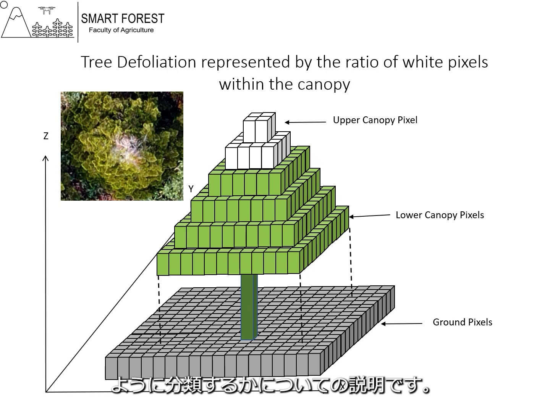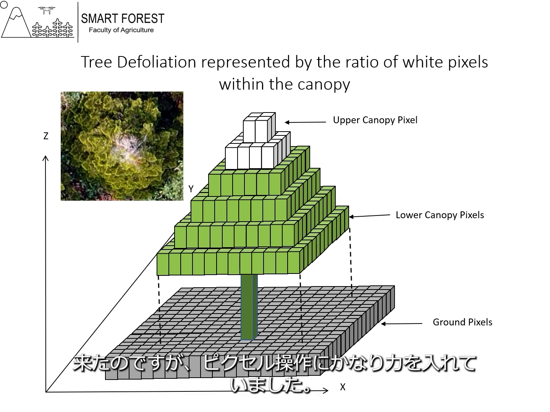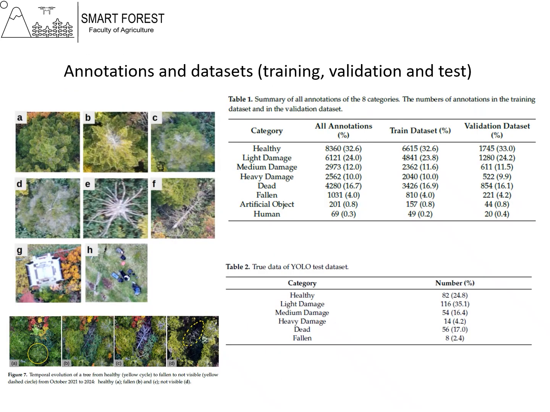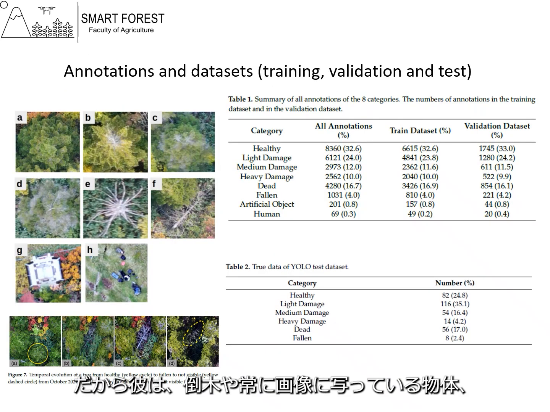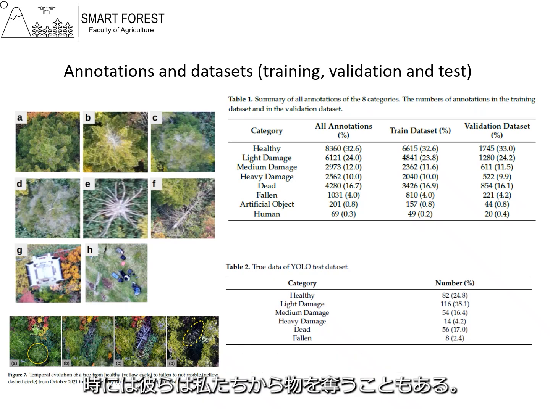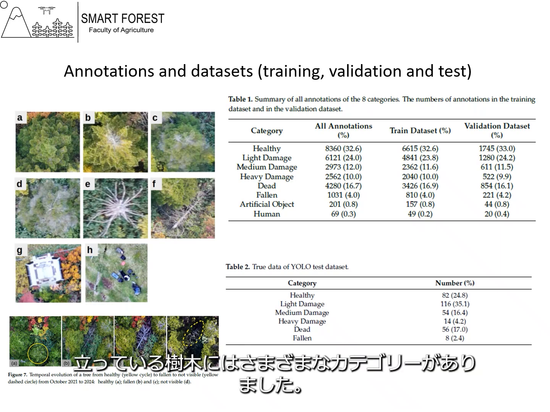And this student in particular, who is Tobias from Germany, worked quite a lot with pixel manipulation, and he was able to classify trees' health in a more mathematical manner. So he had different health categories, including fallen trees and including objects that were always in the image. People sometimes, the roadway sometimes. And it was interesting because until 2021, we have the different categories of health of standing trees.